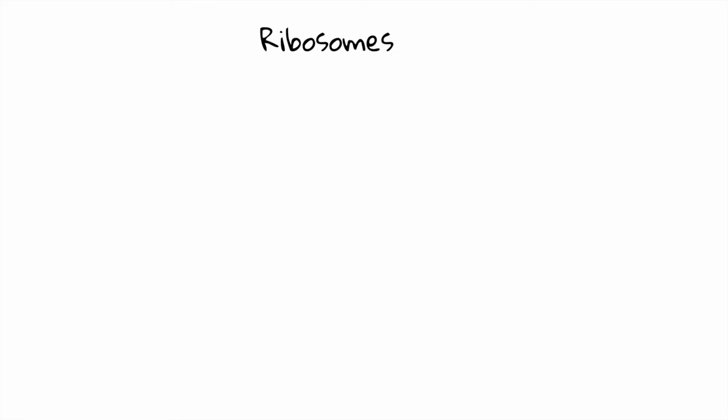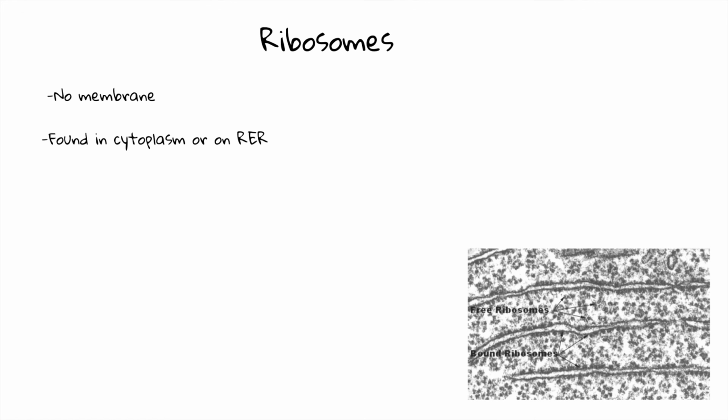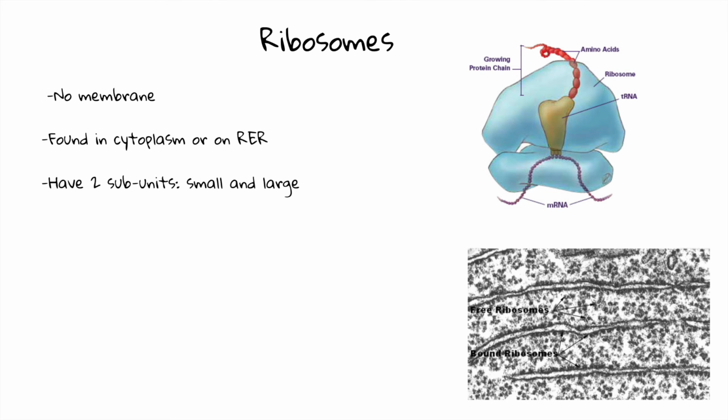Now we have ribosomes. They have no membrane, unlike the nucleus and the mitochondria. They are found in the cytoplasm or the RER. We're going to look at the RER in the next video. Here you see them. They have two subunits, one small and one large. They also appear as dark granules on micrographs. Like you see here, they are not really dots, they're kind of like speckles.